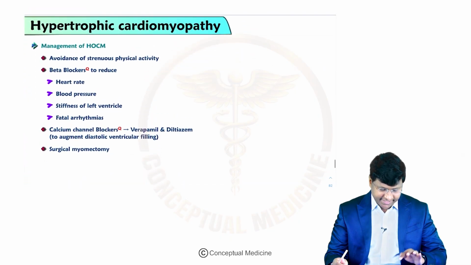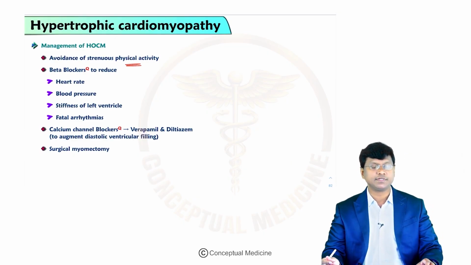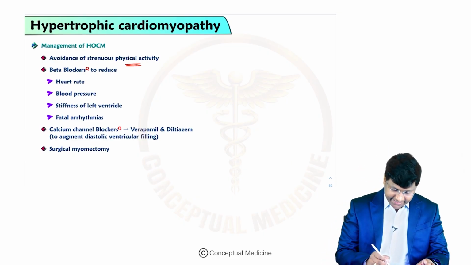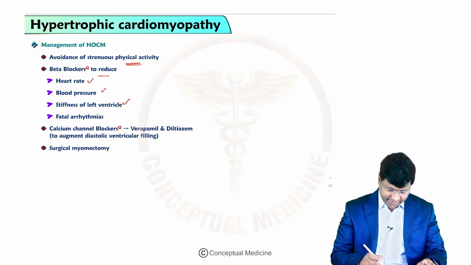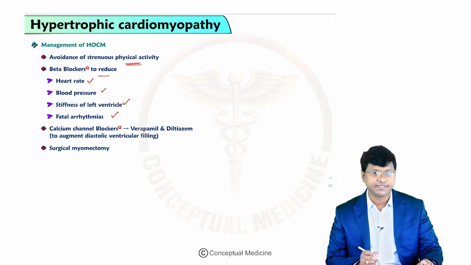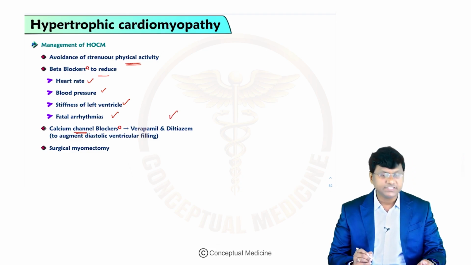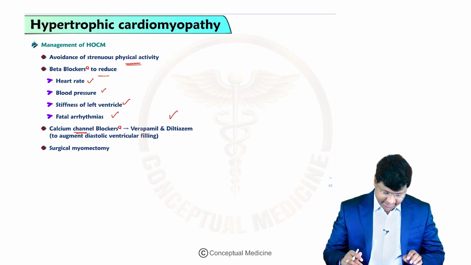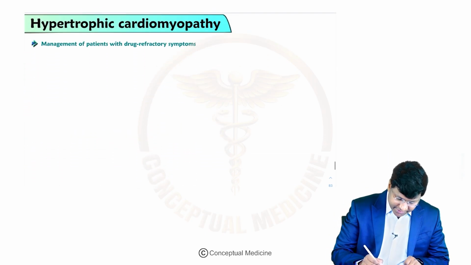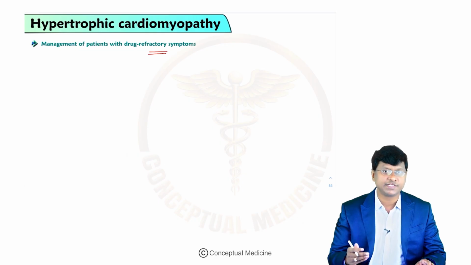So to summarize the management of HOCM, first and foremost, avoidance of strenuous physical activity. And beta blockers, they will reduce the heart rate and the blood pressure, they will reduce the stiffness of the left ventricle, and they will also reduce the fatal arrhythmias. And in those individuals where beta blockers cannot be given, the alternative drugs are verapamil as well as diltiazem. And how do you manage the patients with drug refractory symptoms, not responding to drugs? In those individuals, what will you do?